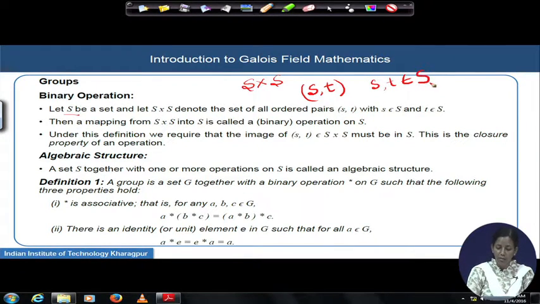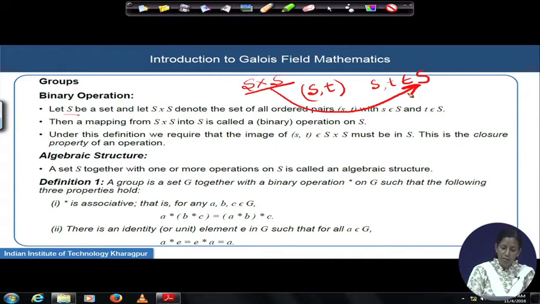So, I started with S, I took all the ordered pairs which belong to S and I have put all the ordered pairs into another set which is S cross S. So, then the mapping of this S cross S to S, if I do some mapping from S cross S to S, will be called a binary operation.